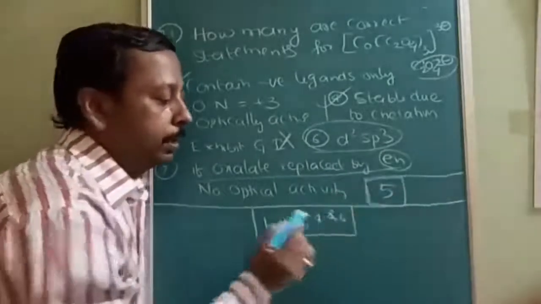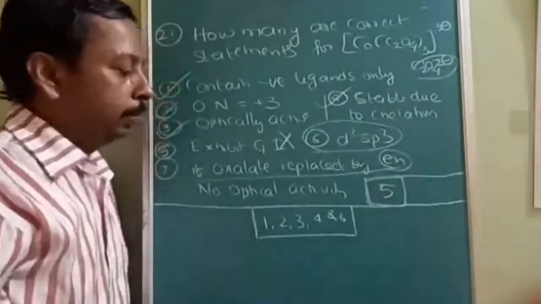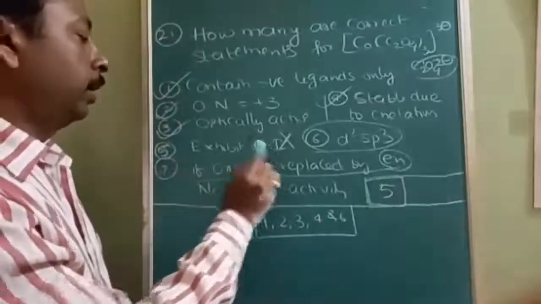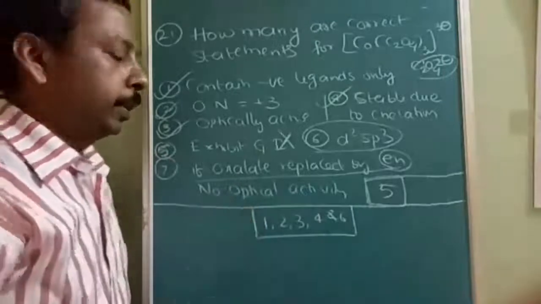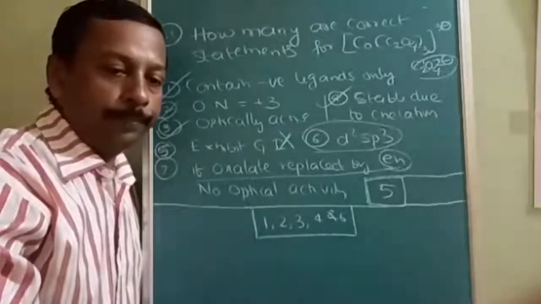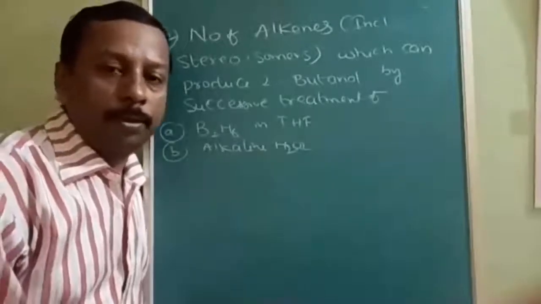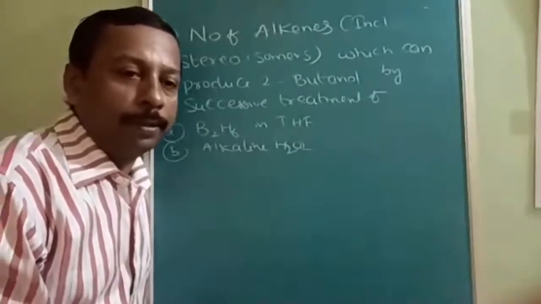What are the correct statements? 1, 2, 3, 4, 6. Why is the fifth not correct? It does not exhibit geometrical isomerism. And with en, it is still optically active only. Okay, very good question. Product is fixed.